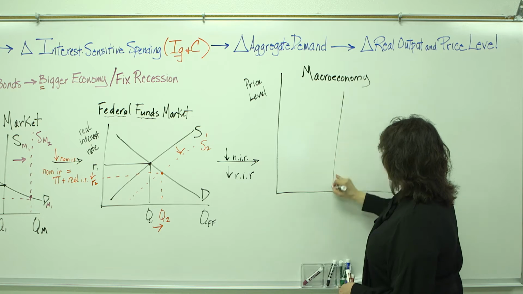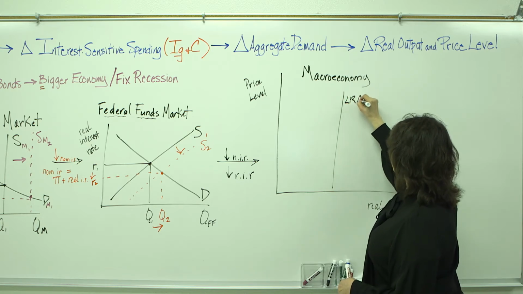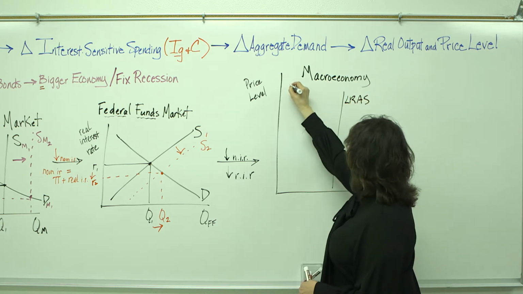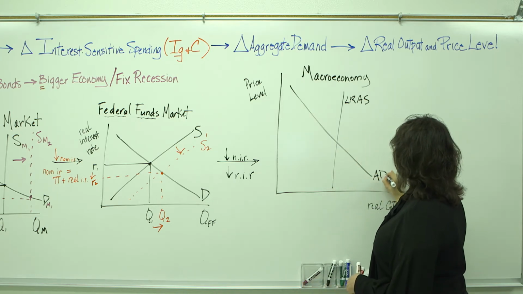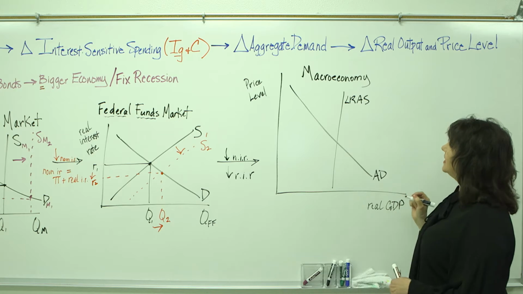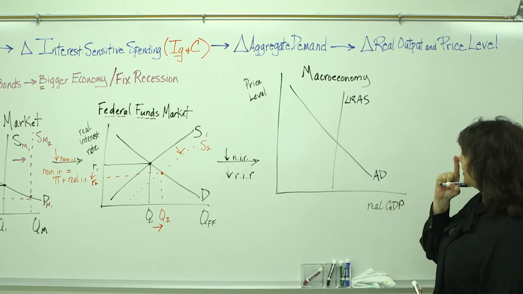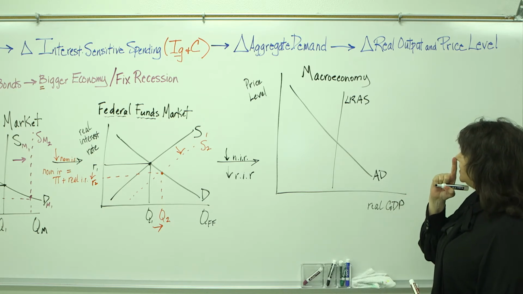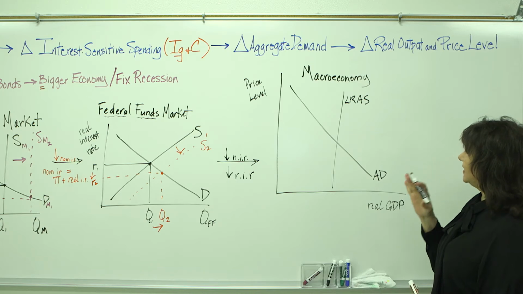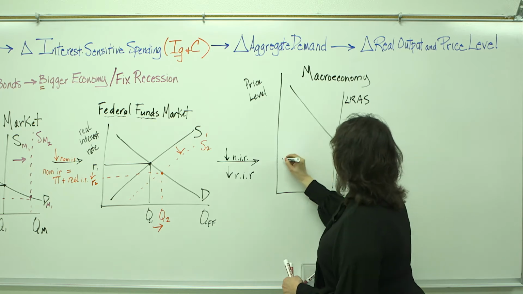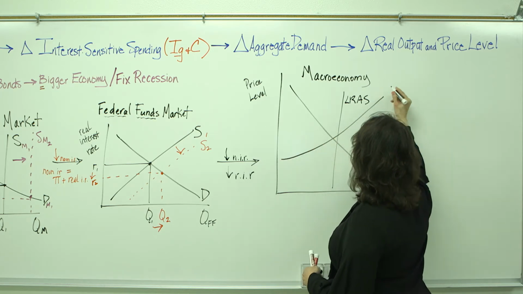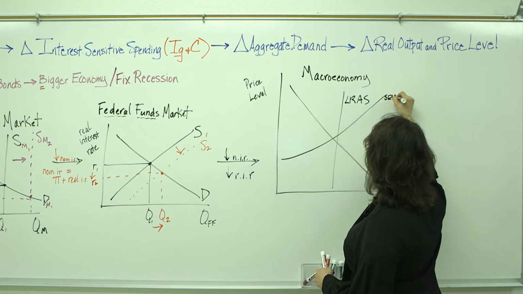Then I have to have my long run curve. Then I have to have my aggregate demand curve. What's important with this, though, is that I want to make sure that I am going to be creating a recession. So I don't want to be in long run equilibrium. So I'm actually going to draw my short run aggregate supply curve over here.